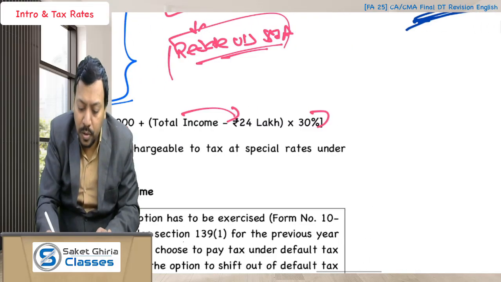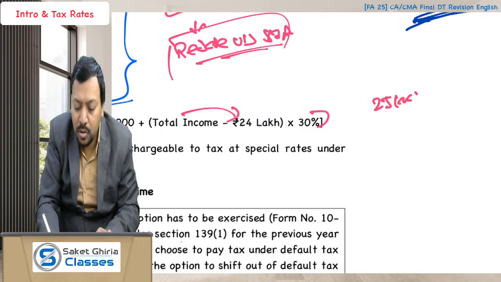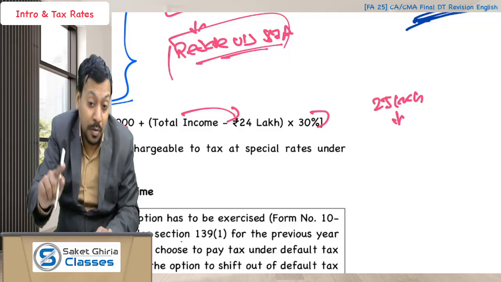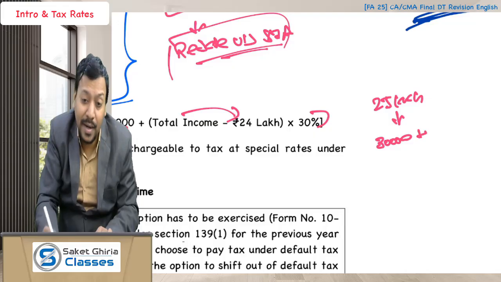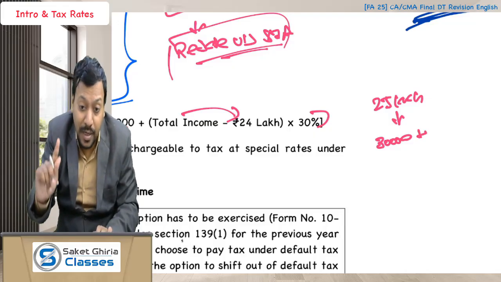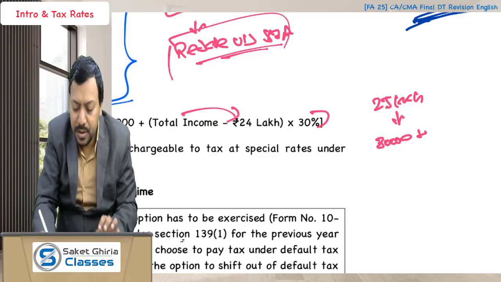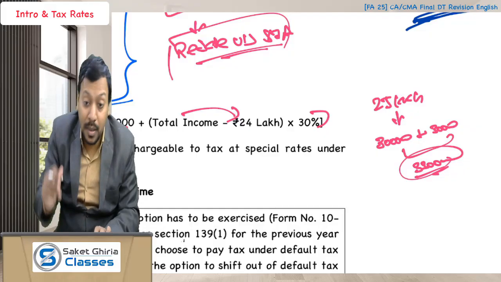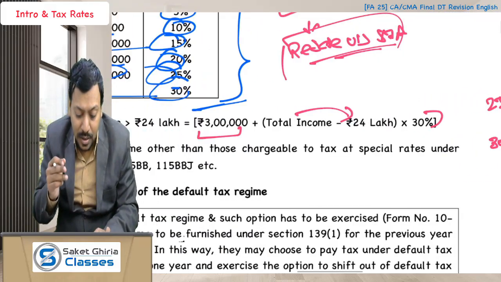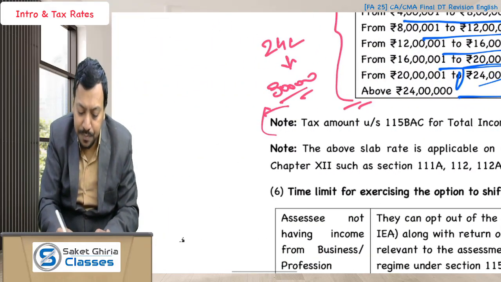So let's say if your total income is 25 lakh rupees, then how am I going to calculate my tax as per the 115BAC slab rate? So 3 lakh rupees for the first 24 lakh, and beyond 24 lakh, 1 lakh rupee into 30% means 30,000 rupees. So the tax will be 3 lakh 30,000 rupees. I hope you have got the point. So here is the simple formula.